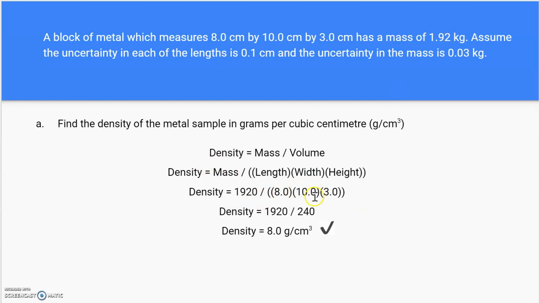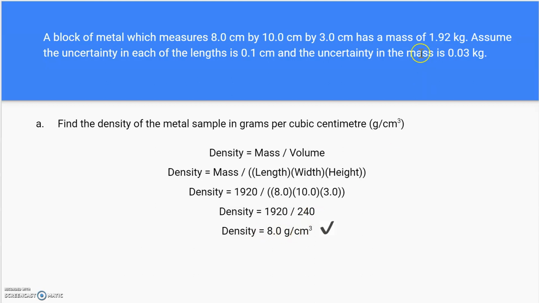So we now have volume in centimeters cubed, which is what we need, and mass in grams, which is what we need. So we just go ahead and divide those two, 1,920 divided by 240, and we get 8 grams per centimeters cubed. Now notice that it is 8.0.